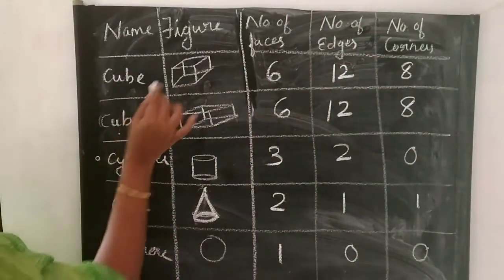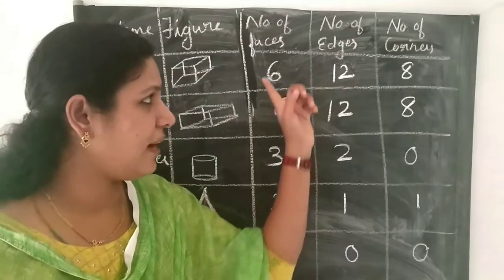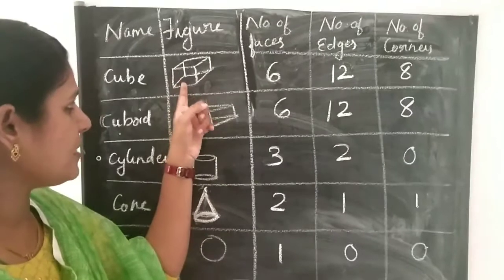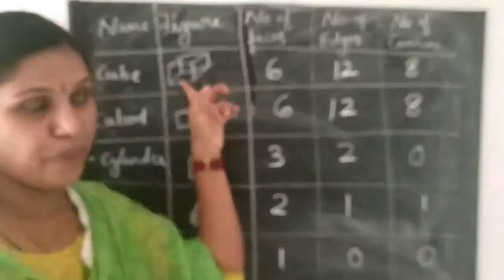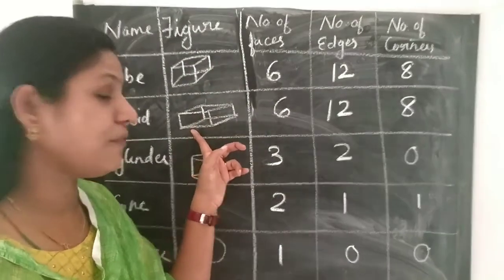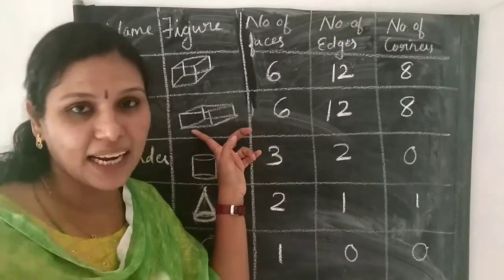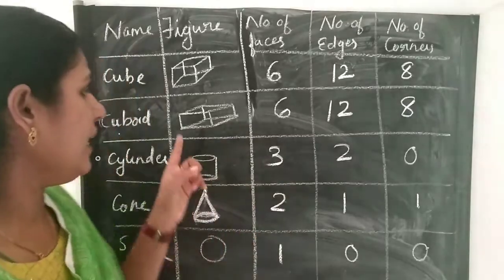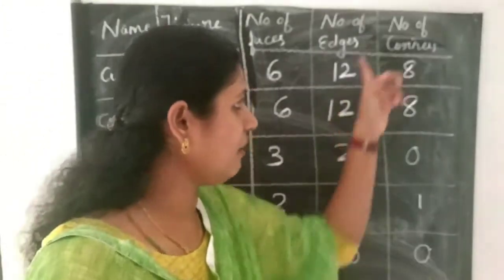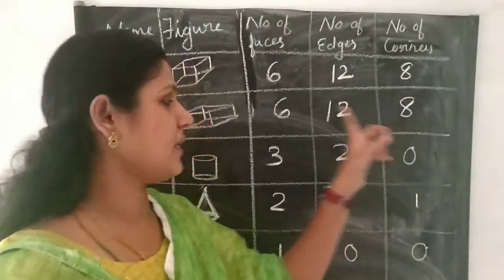Then cuboid. Cuboid and cube look almost the same, and number of faces, edges and corners are also the same. The faces of a cube are square, and in the case of cuboid they are rectangle shaped. That is the only difference. So number of faces of a cuboid is 6. Number of edges is 12. Number of corners is 8.